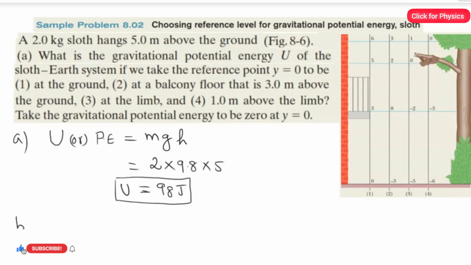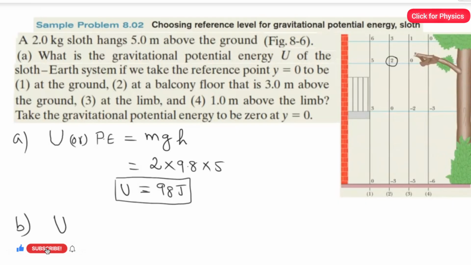Likewise, when you come for the second question, you have to consider the second line. So what is given here? What is the gravitational potential energy U of the sloth Earth system if we take the reference point y equal to 0 to be at a balcony floor? You can see the balcony is here, and we have to consider the second line. So here, with respect to the balcony, we have to consider our balcony as our reference point. From this reference point, which location the sloth was there? The sloth is exactly at 2 meters. So that means the height with reference to the reference point is 2 meters.